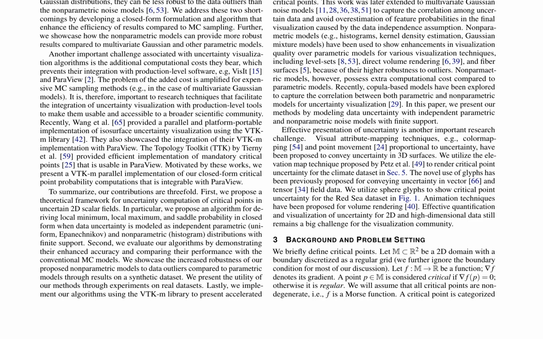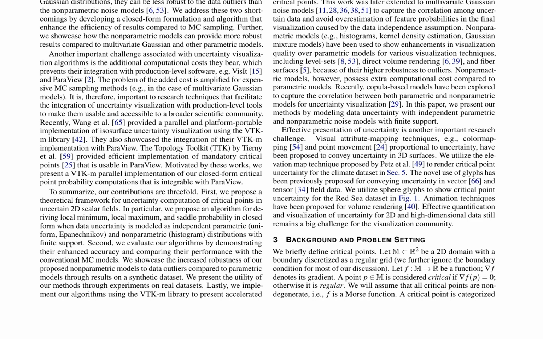The computational cost of uncertainty visualization algorithms is another challenge. To address this, the paper presents a VTK-m parallel implementation of the closed-form critical point probability computations that is integrable with ParaView. This work is motivated by the need to facilitate the integration of uncertainty visualization with production-level tools to make them usable and accessible to a broader scientific community.